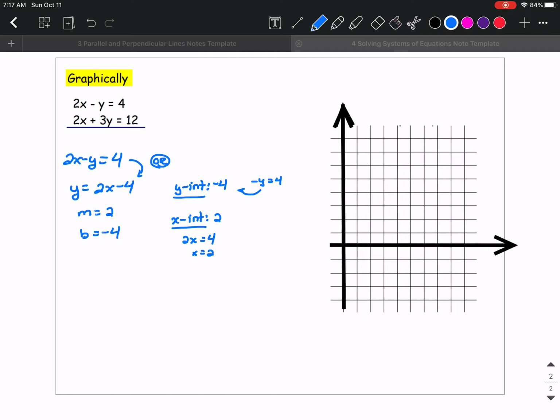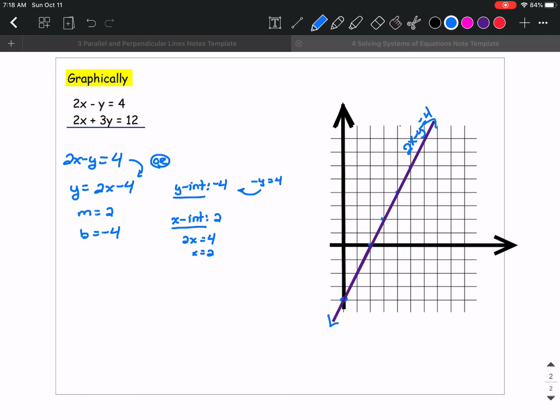So let's see. If you do it by slope-intercept, 1, 2, 3, 4, negative 4, slope rise 2, run right 1. I'm putting a lot of dots just so I know I can get a straight line when I do this. Okay. And I'm going to connect. And we put arrows. And since we are graphing 2 lines on this, we need to make sure that this is labeled 2x minus y equals 4.